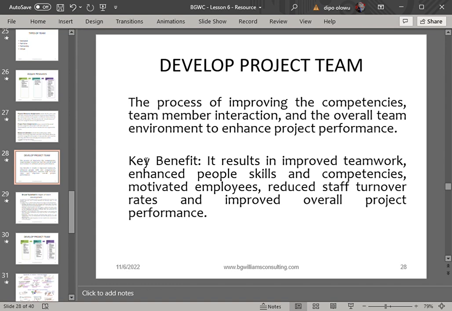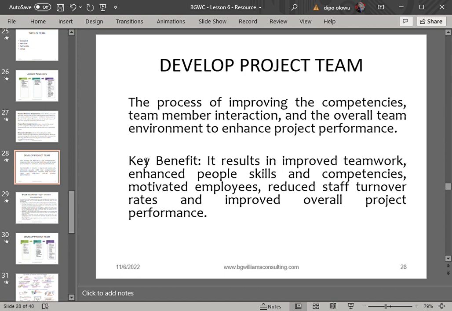What can I do to improve teamwork? What can I do to enhance the skills and competency of my team? What can I do to motivate my team members? What can I do to make sure my team members will not leave me and go and look for another job? What can I do to make sure the team can consistently achieve results? Whatever you will do is what we refer to as develop project team.